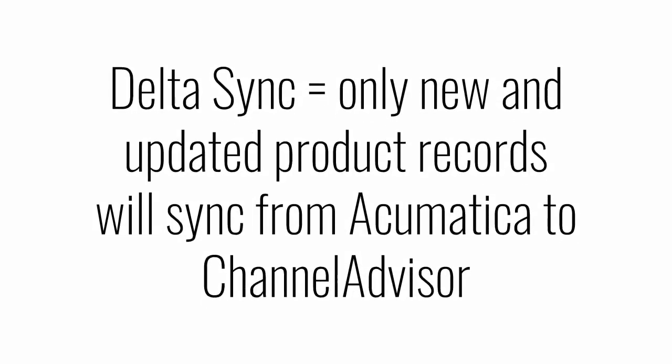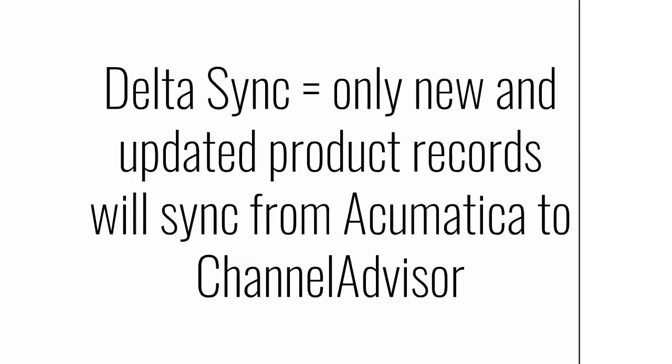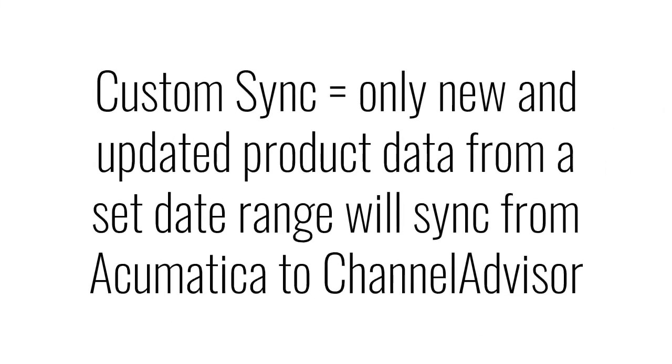Delta syncs typically are more common selections for sync, as the Delta sync type will only process new or updated product records and push that data from Acumatica to ChannelAdvisor. Custom sync types allow a user to select a specific date range of product records and changes to be synced, rather than all the product changes and updates from the beginning of the connector implementation.